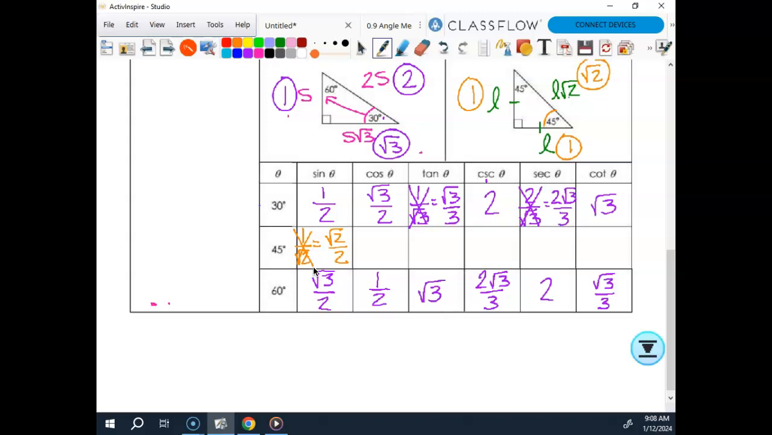All right, so then cosine of theta. Cosine of 45, adjacent over hypotenuse. Well, guess what? That's 1 over the square root of 2 again, which is the square root of 2 over 2. So hopefully it makes sense that those two are the same since opposite and adjacent are the same, right? All right, so then tangent of theta. I've got 1 over 1. What's that? 1.